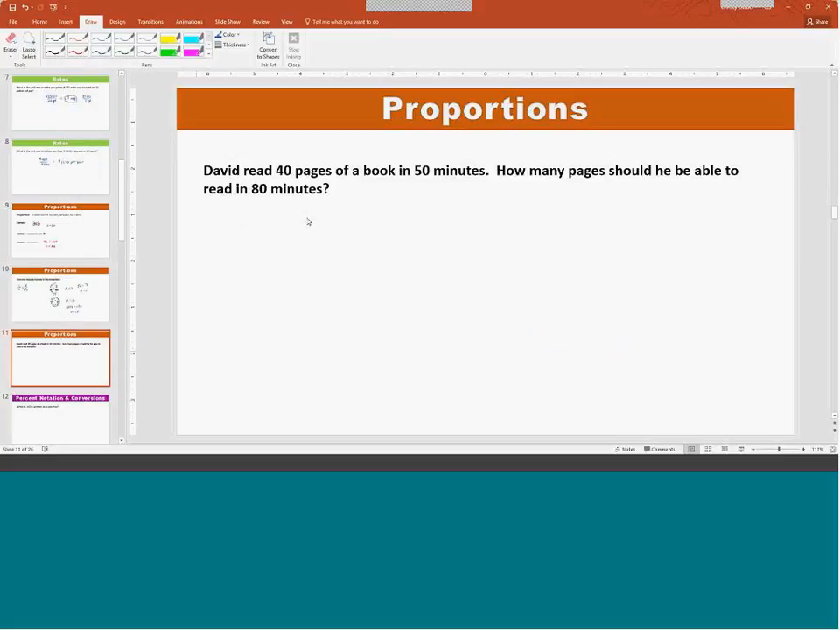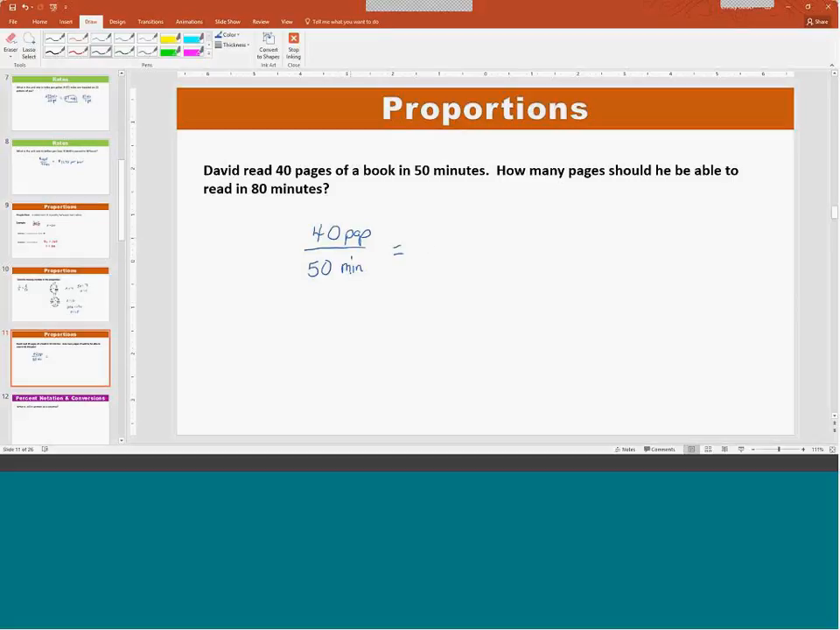Now let's look at a word problem and see how this helps us when solving word problems. David read 40 pages of a book in 50 minutes. How many pages should he be able to read in 80 minutes? Set up a proportion to solve this. We know the rate of 40 pages in 50 minutes, so let's write that as a ratio, 40 over 50 minutes.